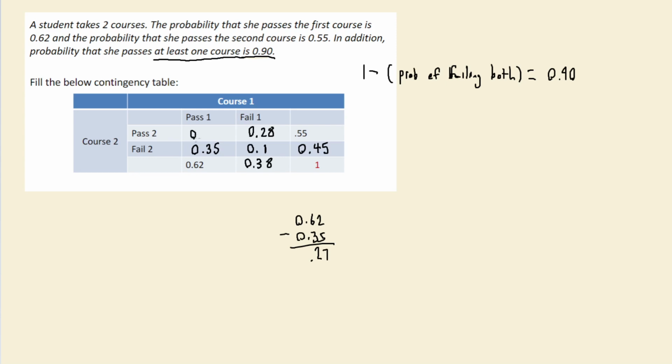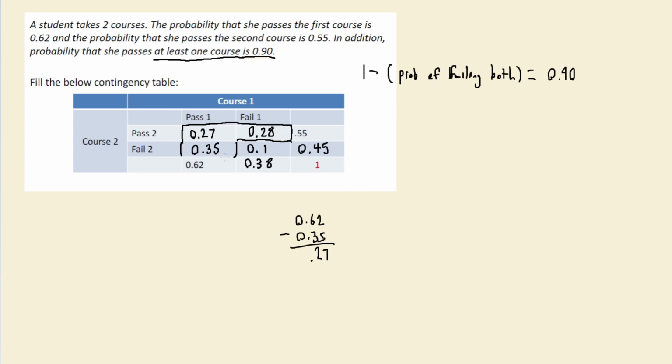That's going to be 0.27. And if we've done our work here correctly, what we should notice is that in the problem here, it says that the probability that she passes at least one course is 90%. And what is that on this diagram? Well, here's the probability that she passes the first and fails the second, but she passed at least one. Here's the probability that she passes the second and fails the first, but that still she passed at least one course. And then here's the probability that she passes both of them.